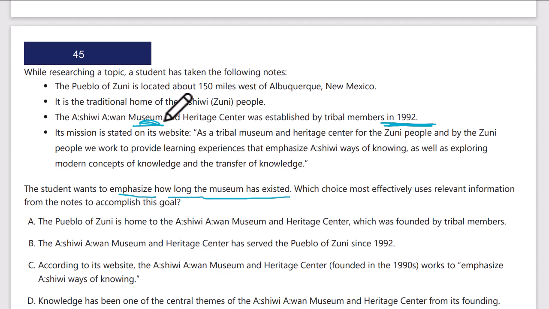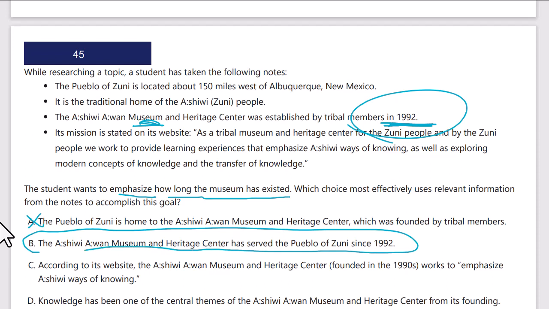And by the Zuni people, we work to provide learning experiences that emphasize essentially Zuni ways of knowing, as well as exploring modern concepts of knowledge and the transfer of knowledge. So this is the one that talks about how long it's been around, since 92, so about 30 years at this point, right? So the Pueblo Zuni is home to the Ashu. Okay, nothing about time. The Heritage Center has served since 92. That's it. That's emphasizing the time or how long it's been around.